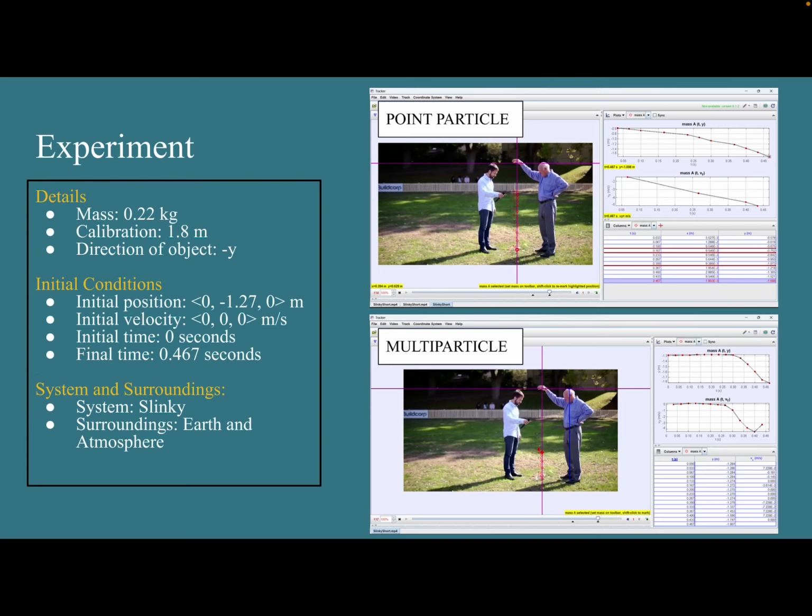The top picture displays the center of mass being tracked, while the bottom picture displays the bottom of the slinky being tracked. The initial conditions for the extended system, the bottom picture, are a position of negative 1.27 meters in the y direction, velocity at rest, initial time of 0 seconds, and final time of 0.467 seconds. The system is a slinky, while the surroundings include the Earth and the atmosphere.